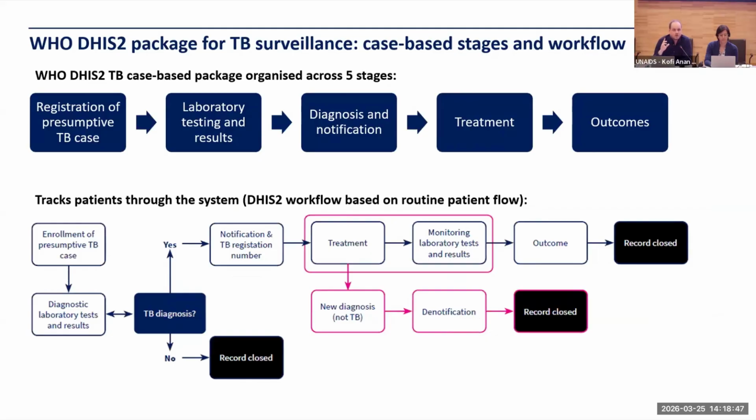Focusing a bit more on the case-based package. So the case-based package is organized across 5 stages. We have the registration of presumptive TB cases. We have the laboratory testing and results, diagnosis and notification, treatment, and finally outcomes. And through these stages, we track the patients through the health system. So the DHIS2 workflow is based on the routine patient flow that we see on the lower half of this slide. Next slide.